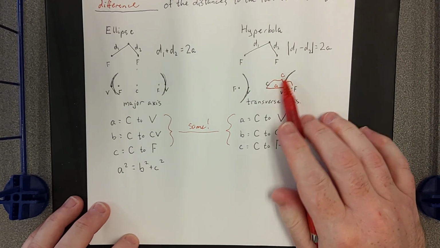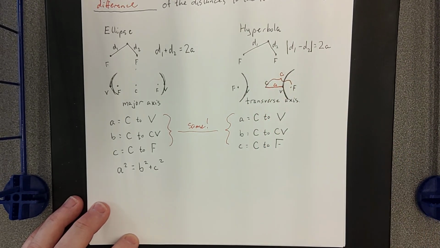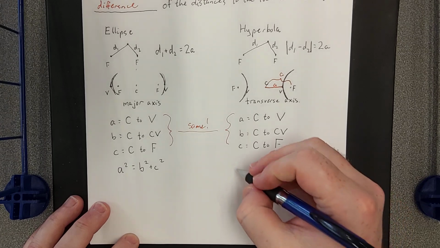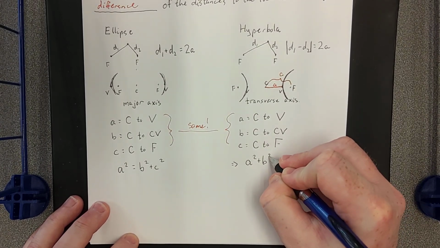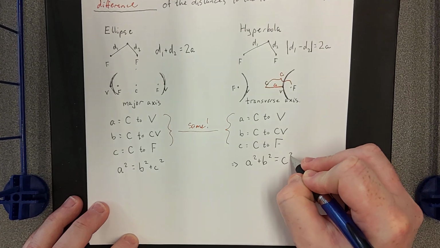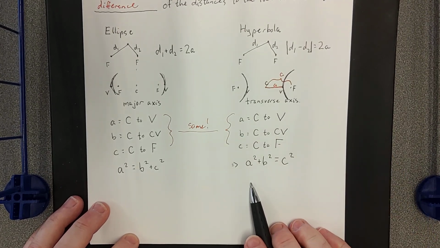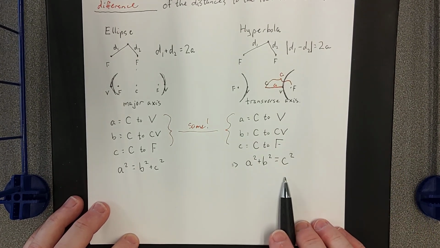As you can see, c is now bigger than a is. As such, when we relate these distances together, they are still related by the Pythagorean theorem, but now our Pythagorean theorem looks like it's back to normal. They are linked by a squared plus b squared is equal to c squared.